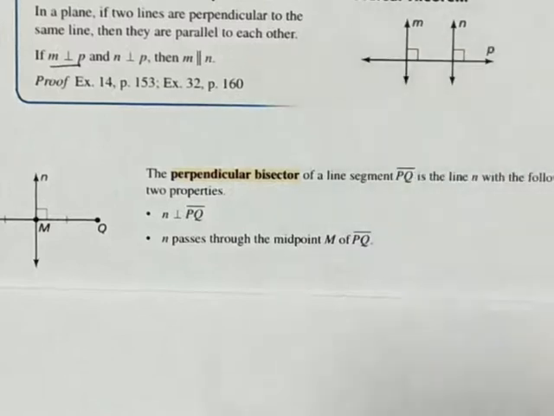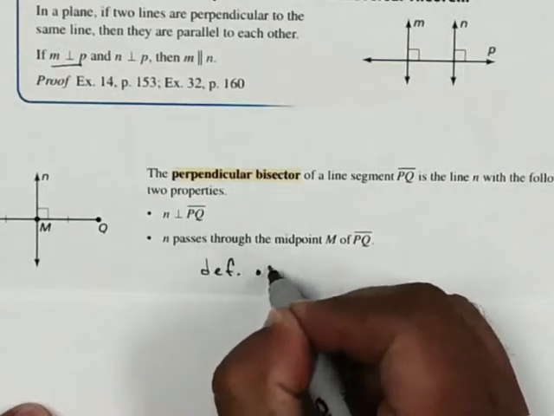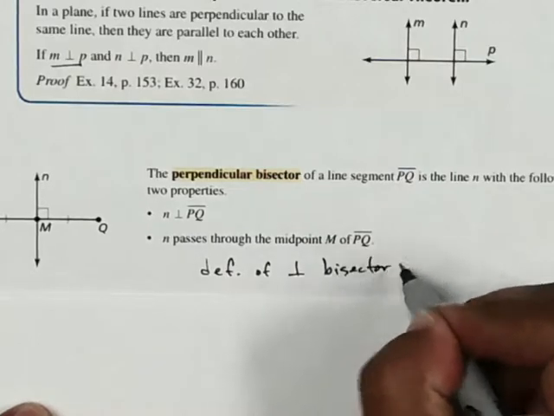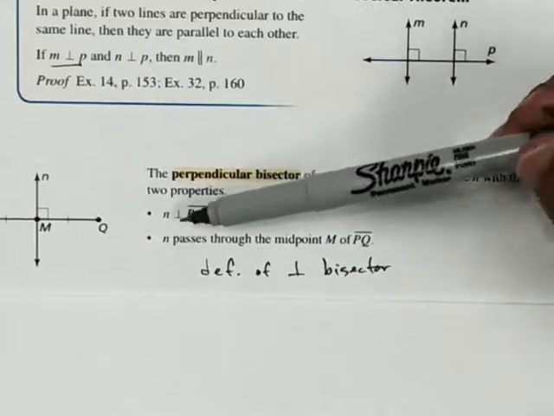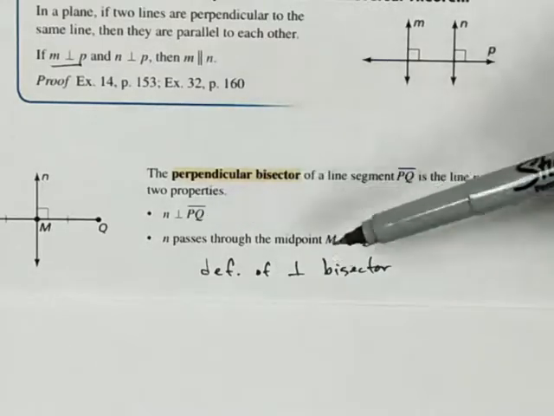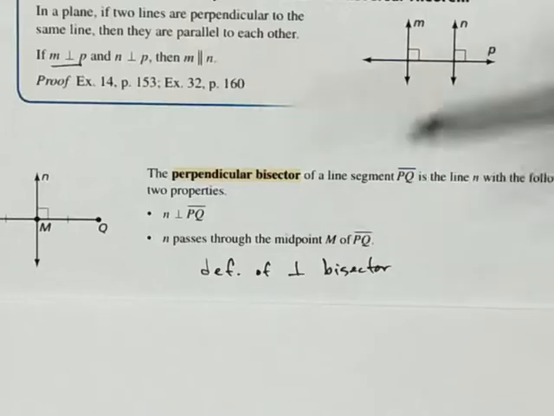So in your proofs, you're going to use the definition of perpendicular bisector. This would be something that we're going to add to our reasons word bank when we're doing proofs. So you could say N is perpendicular to PQ, definition of perpendicular bisector. N passes through the midpoint M of segment PQ. That would be definition of a perpendicular bisector.